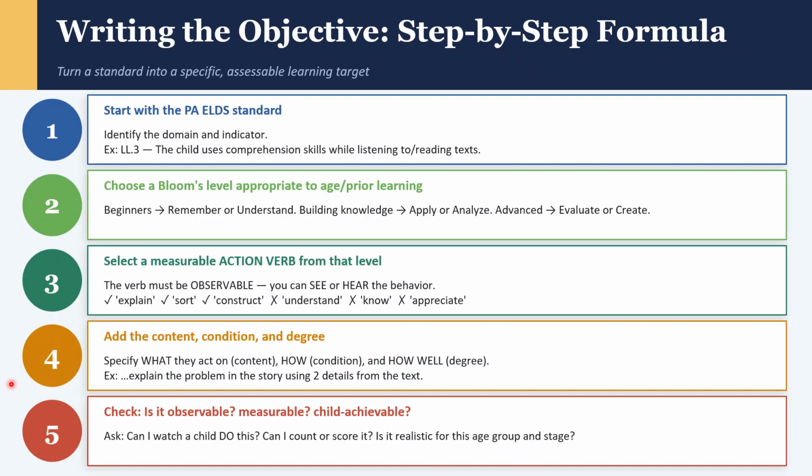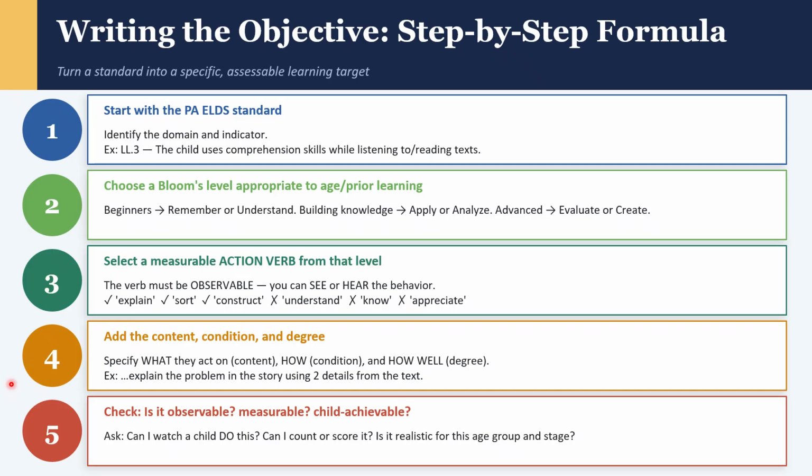So writing the objectives, step-by-step formula. Number 1, you start with the early learning standard. You're going to identify the domain and the indicator. So the child uses comprehension skills while listening to or reading text. That's the standard. That's meant to be at the end of this grade, at the end of this time, the child is going to be able to demonstrate their comprehension skills. Okay, so that's a great goal to have.